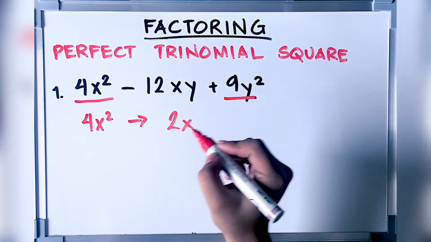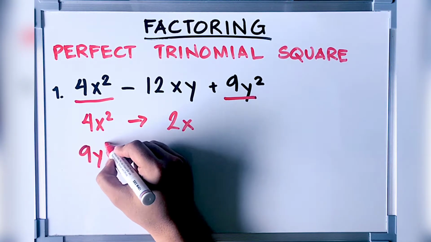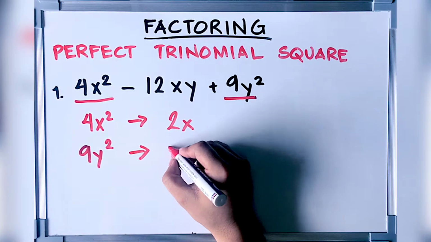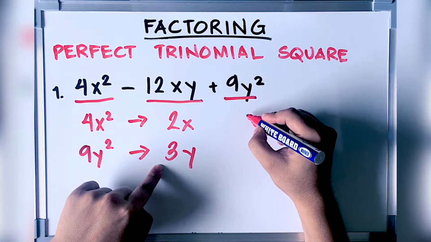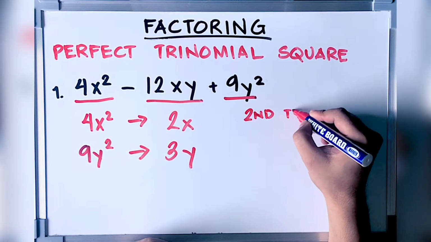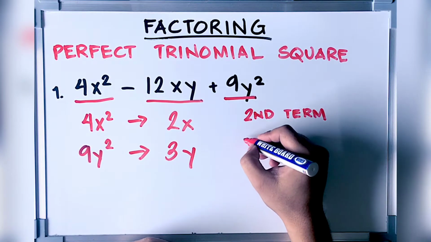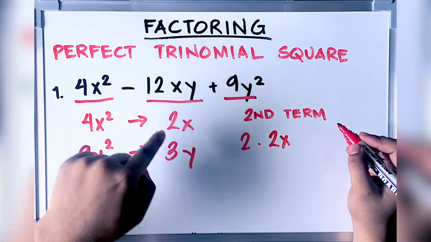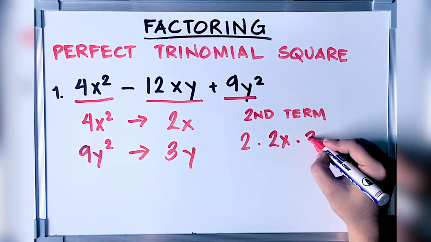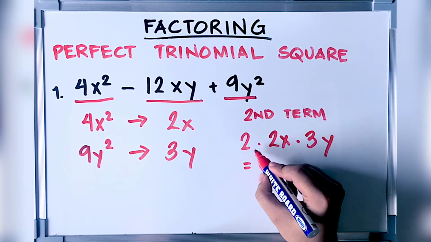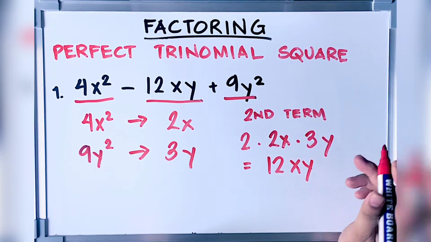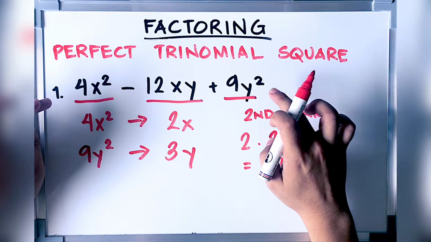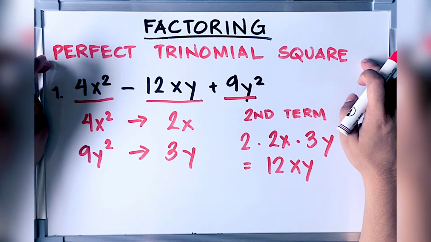Pangalawa, ito namang last term, kailangan perfect square din siya. So, ang square root ng 9y squared is 3y. So, yung second term, kailangan twice siya ng square root nitong first term, which is 2x, and square root naman nitong last term, which is 3y. So, ang answer dito is 12xy. So, ibig sabihin, pasok itong equation na to para sa perfect trinomial square.